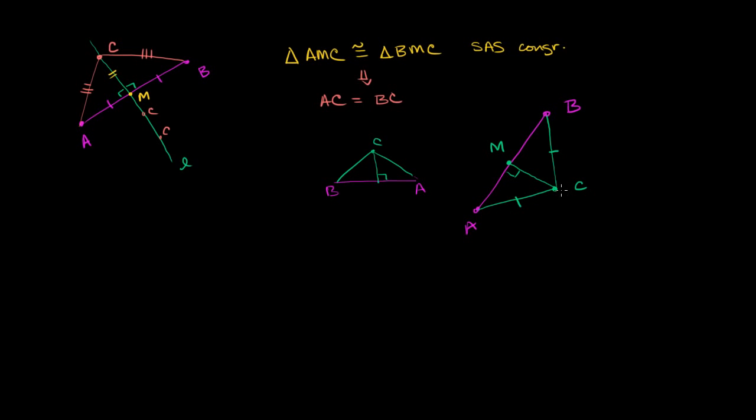So to prove that C lies on the perpendicular bisector, we really have to show that CM is a segment on the perpendicular bisector. And the way we've constructed it, it is already perpendicular. We really just have to show that it bisects AB. So what we have right over here, we have two right angles. If this is a right angle here, this one clearly has to be. The way we constructed it, it's at a right angle.